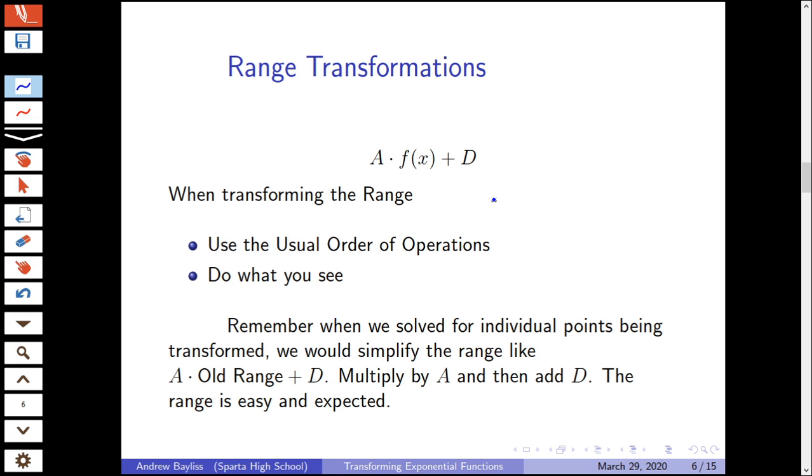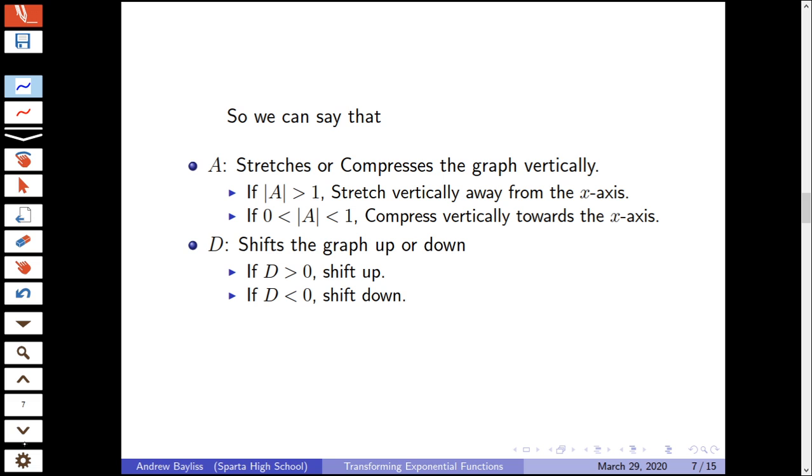Our range transformations were much easier, much more natural. We do the order that we see. We do the operations that we see. All right, we would take the old range value and just multiply by a and then add d. It was very, very much easier and more what you would expect. And so we would first transform by a, second transform by d.